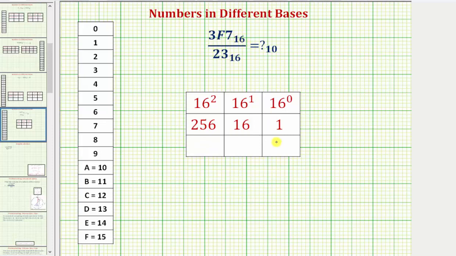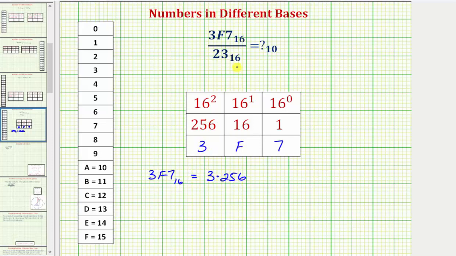Notice how we have a 7 in the ones place value, an f in the 16's place value, which we'll talk about in a moment, and a 3 in the 256's place value, which means 3f7 base 16 in base 10 would be equal to 3 times 256.